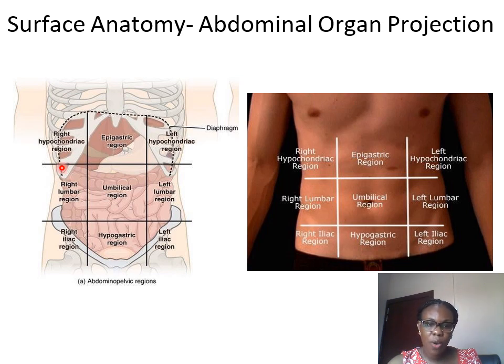And of course, if you have these 9 regions demonstrated on the anterior abdominal wall, you have the liver sitting under the right hypochondriac region, you have the liver and part of the stomach in the epigastric region, you have the spleen under the left hypochondriac region, you have part of the small intestine, part of the transverse colon, part of the descending colon under the left lumbar, and so on and so forth.